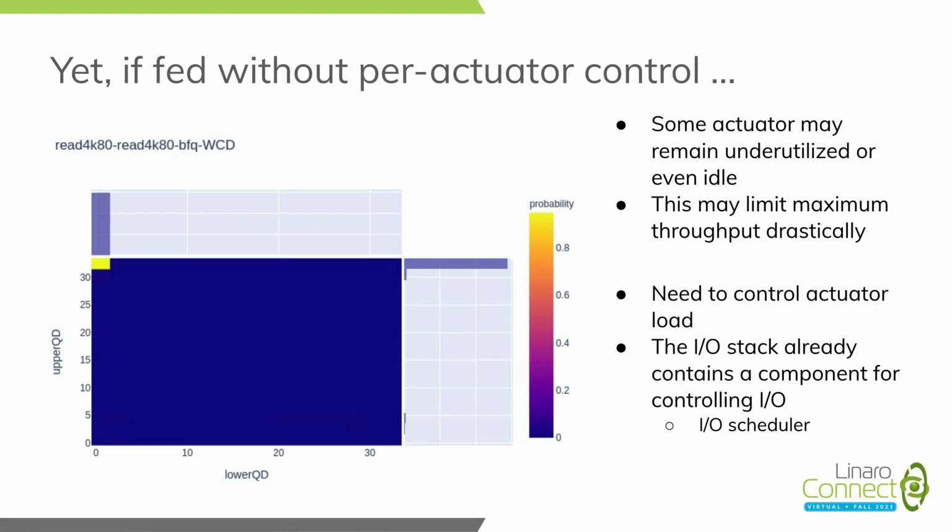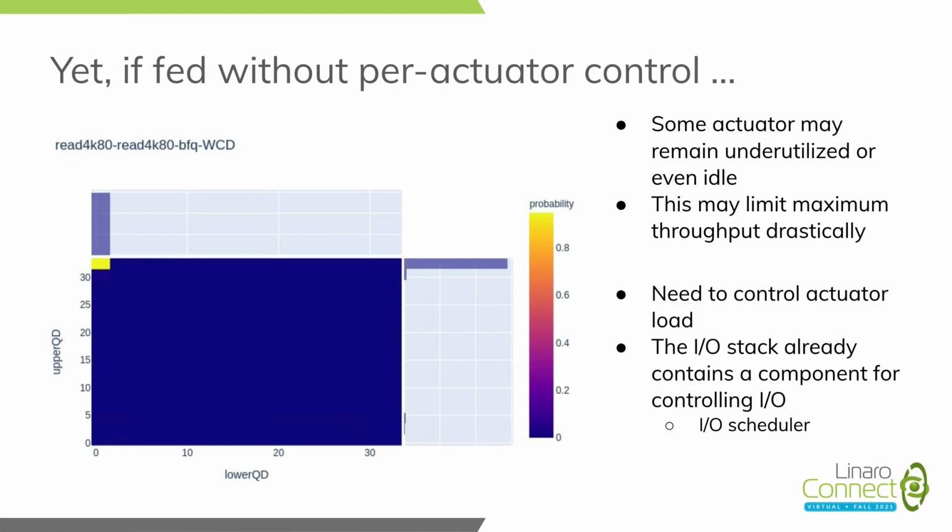So, this is exactly what happens if you don't control the load over the actuators. This is a grid. The large rectangle is a grid in which each cell represents one of the possible combinations of load over two actuators. One is the upper actuator, the other one is the lower actuator. The load on the actuator is measured in number of requests queued for that actuator. So we have this upper queue depth and lower queue depth.